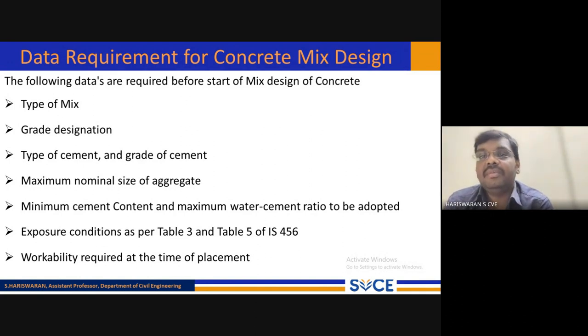Next is the minimum cement content and maximum water cement ratio. The IS code exactly regulates and suggests, for whatever grade of cement we are going to use, a minimum cement content. Then only can we get a proper bond and the final output we can expect. So for that, by considering n number of aspects, we have to frame a minimum cement content, then a maximum water cement ratio. So we are adding water.